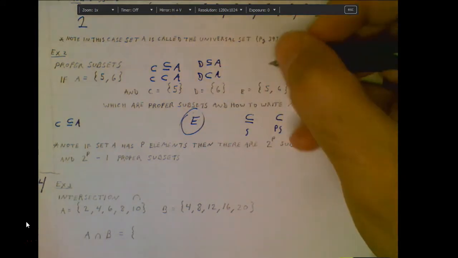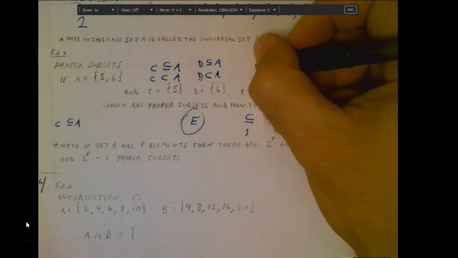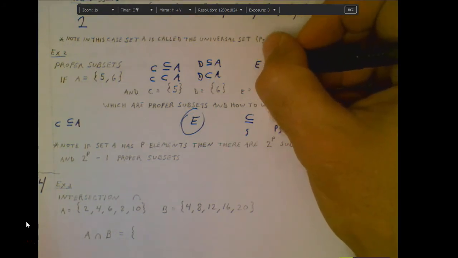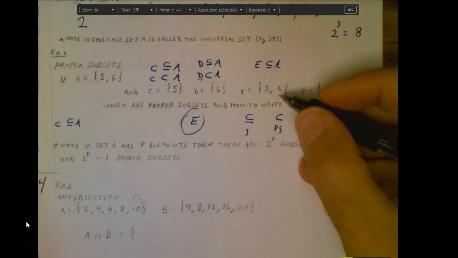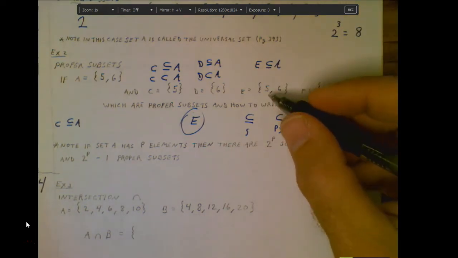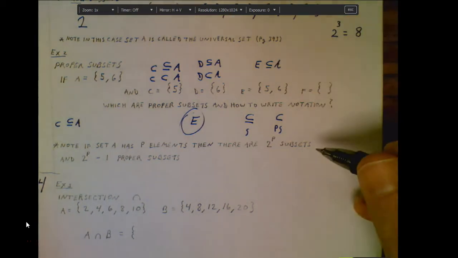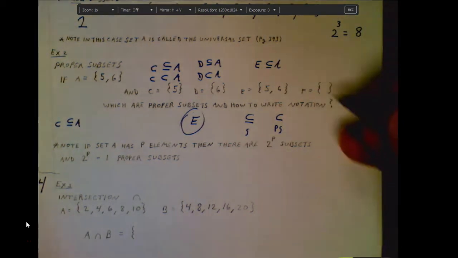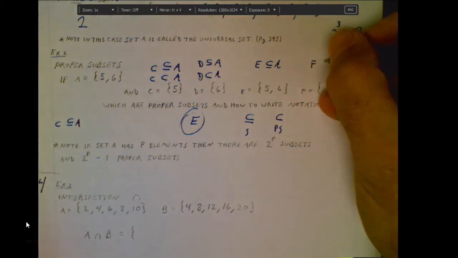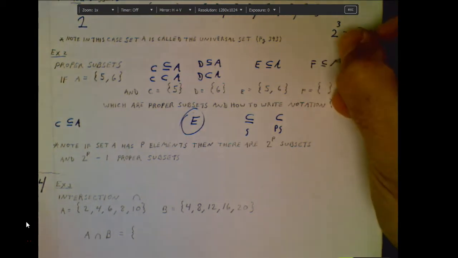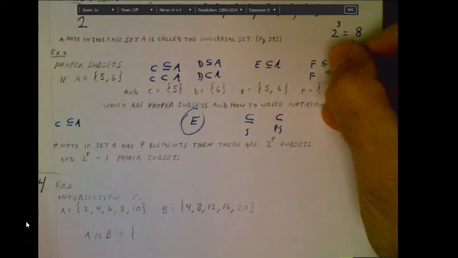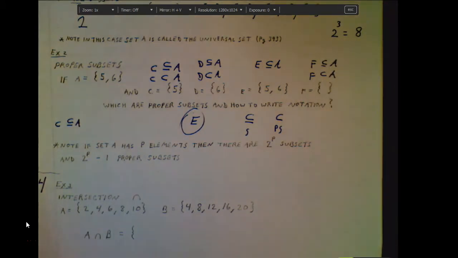As far as E, E is a subset of A. However, it is not a proper subset of A because it is equal to A. So I can say that it's a subset, but I cannot say that it's a proper subset. F, again, is a subset of A, and it is also a proper subset of A. So those are all the things that you could say are true as far as the notation goes for that.